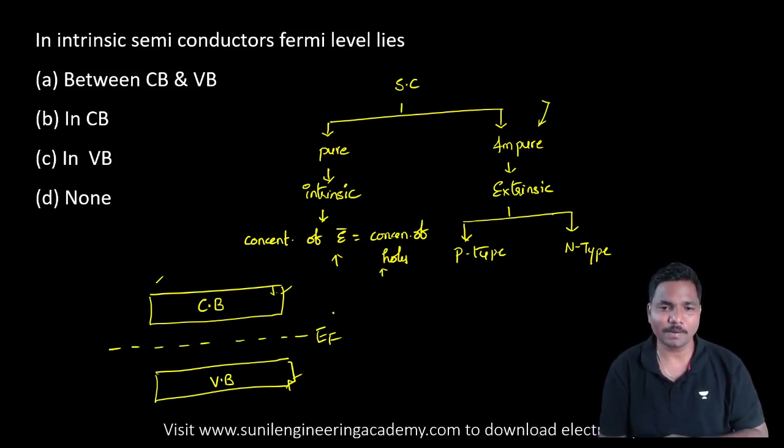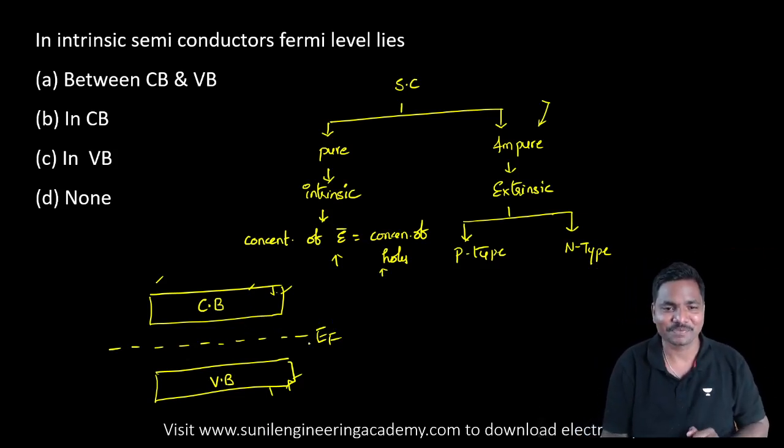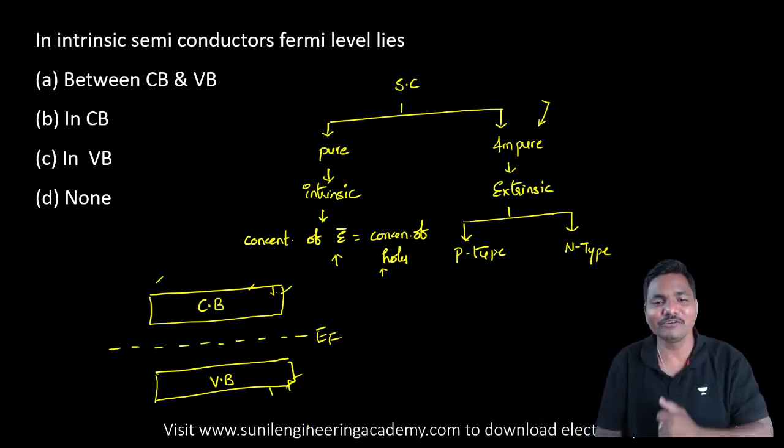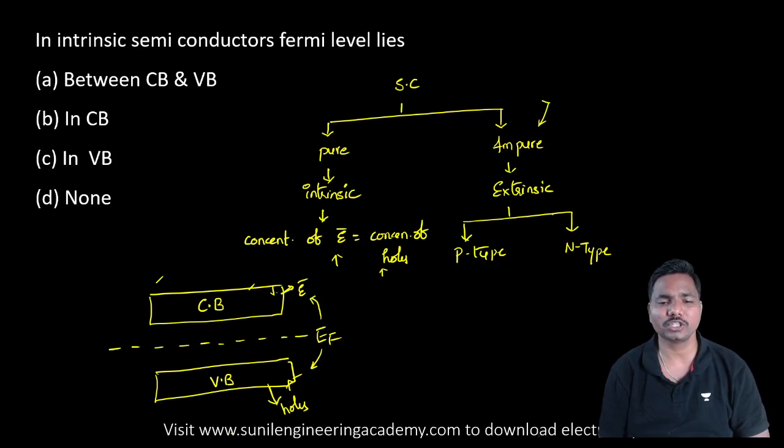Okay. So for example, if you have two jobs, a conduction band job and a valence band job, both salaries are the same. Then you are in a dilemma. You are in the middle. If the conduction band is giving more salary, you will be attracted to the conduction band. If the valence band gives more salary, you will be attracted to the valence band. Correct? In the same way, in the conduction band we have the electrons and in the valence band we have the holes. If the number of holes is more, it will be attracted towards the holes. If the number of electrons is more, it will be attracted towards the electrons.